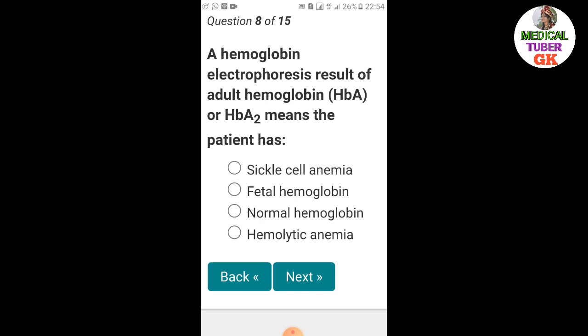Next question: a hemoglobin electrophoresis result of an adult hemoglobin, HbA or HbA2, means the patient has. Option number one, sickle cell anemia, two, fetal hemoglobin, three, normal hemoglobin and four, hemolytic anemia. Because the correct answer is normal hemoglobin, and abnormal hemoglobin is HbS, HbC means hemolytic and HbF means fetal or newborn babies.